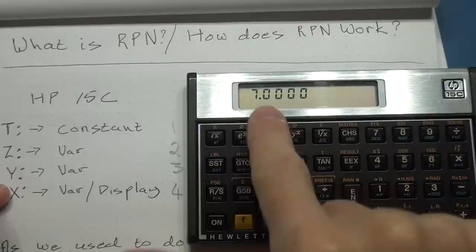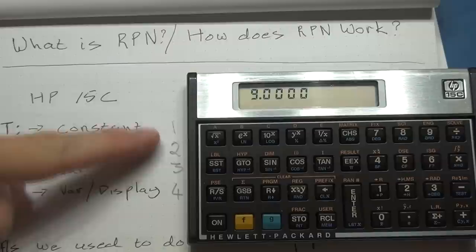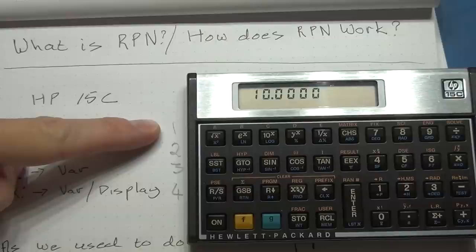So now if we push plus, we should see 9. There you go. What's the next number? It's number 1. We push plus again. And there we go. 1 plus 9 is 10.